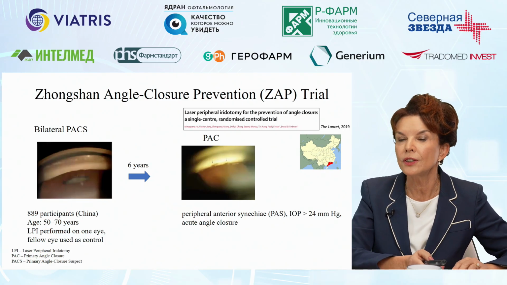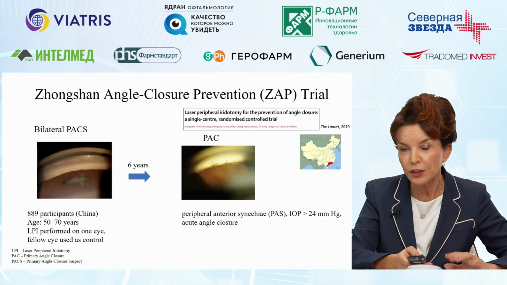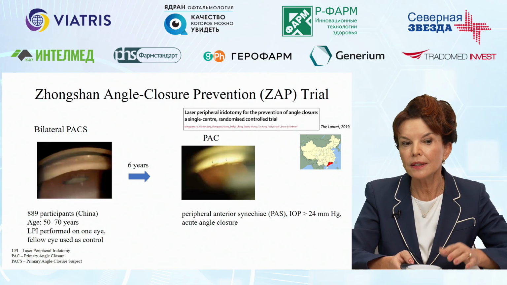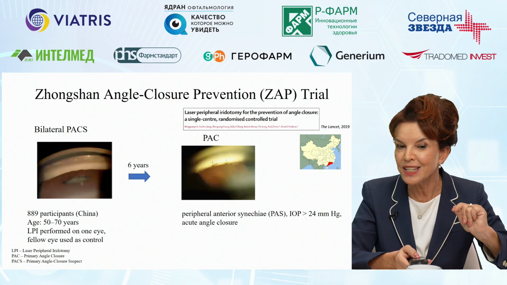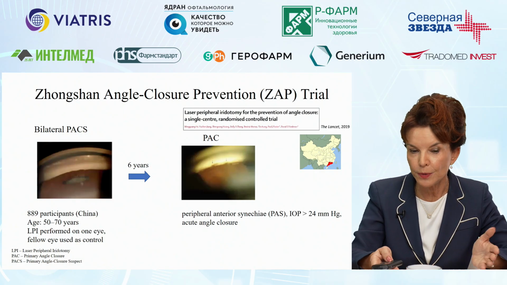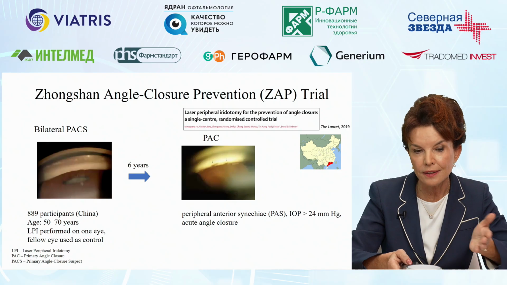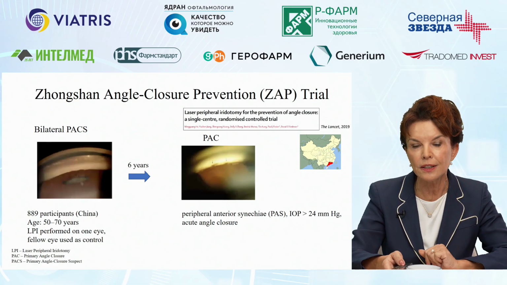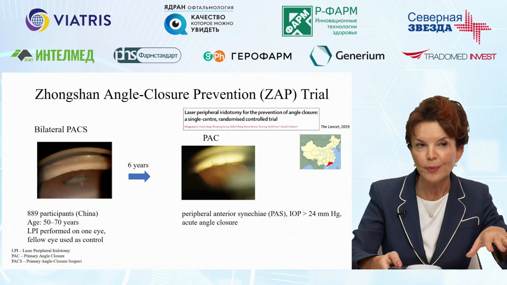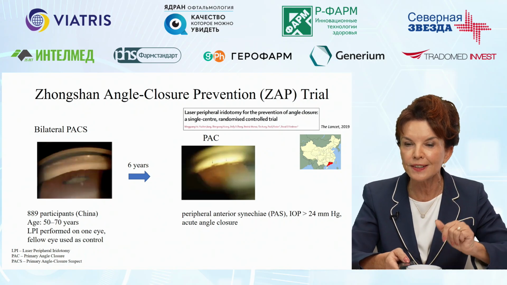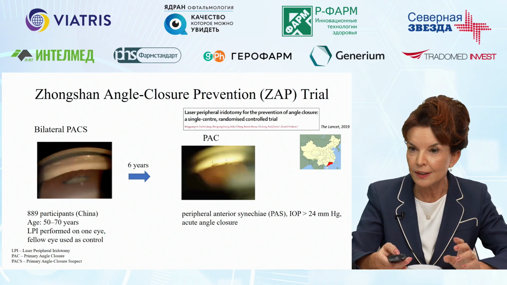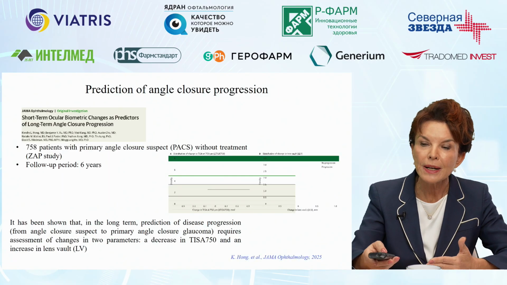There is another study conducted in China, in Zhongshan province. That's the so-called Z trial, where patients with the suspicion of the primary closure of the angle were monitored for more than 13 years. One eye was treated, and the fellow eye is still under control. So this is the natural condition of the angle closure.